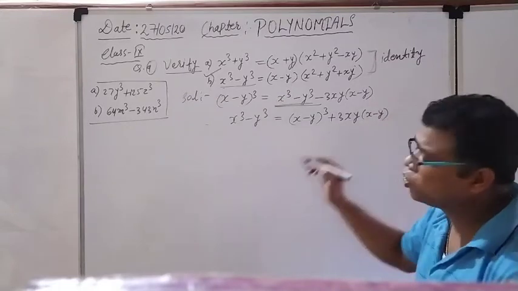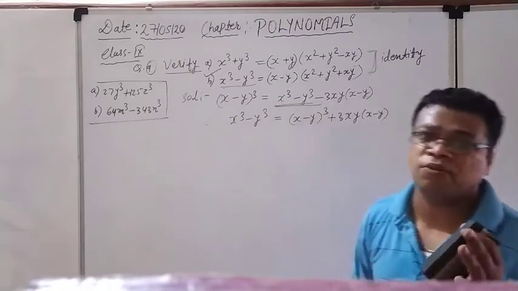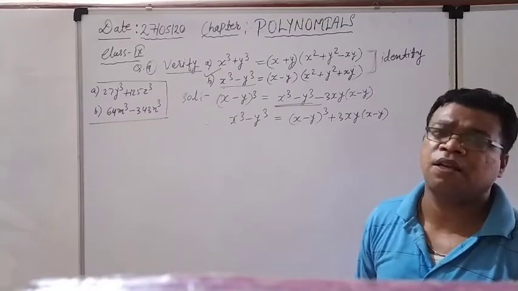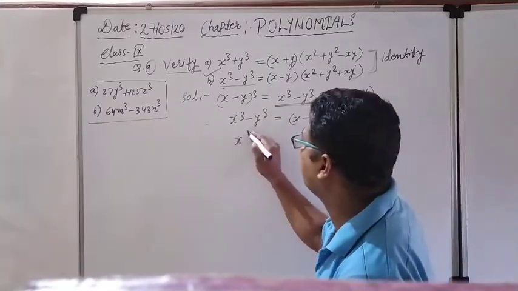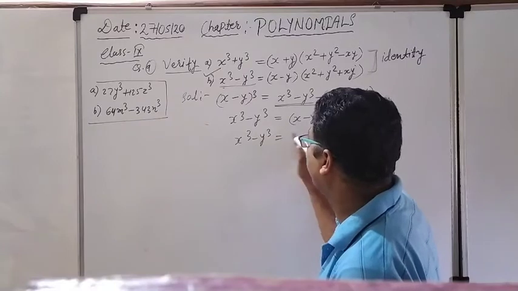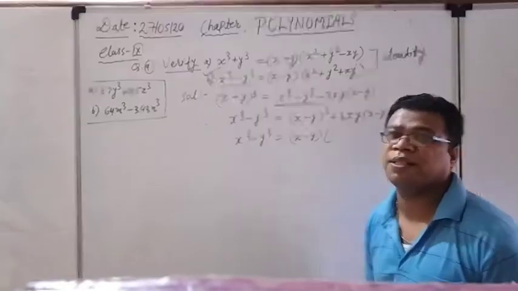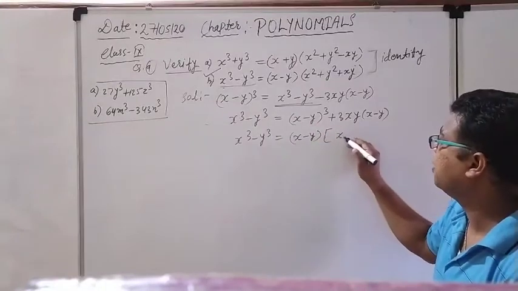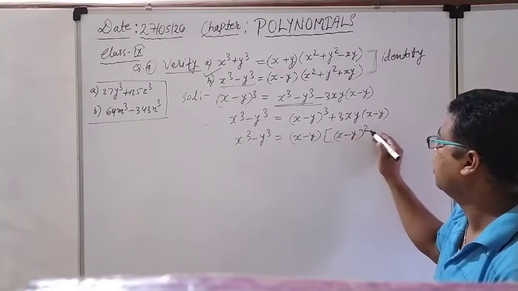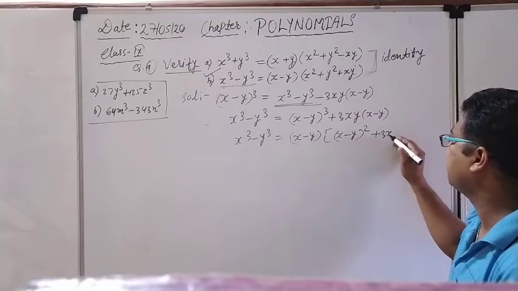It is the same variety of question which we have solved right now. Nothing is special. Again, what we have to do is take the common terms. From the right hand side you can see x minus y is the common term, so we are taking it as a common term. Here what remains is x minus y whole square, and here what remains is plus 3xy.